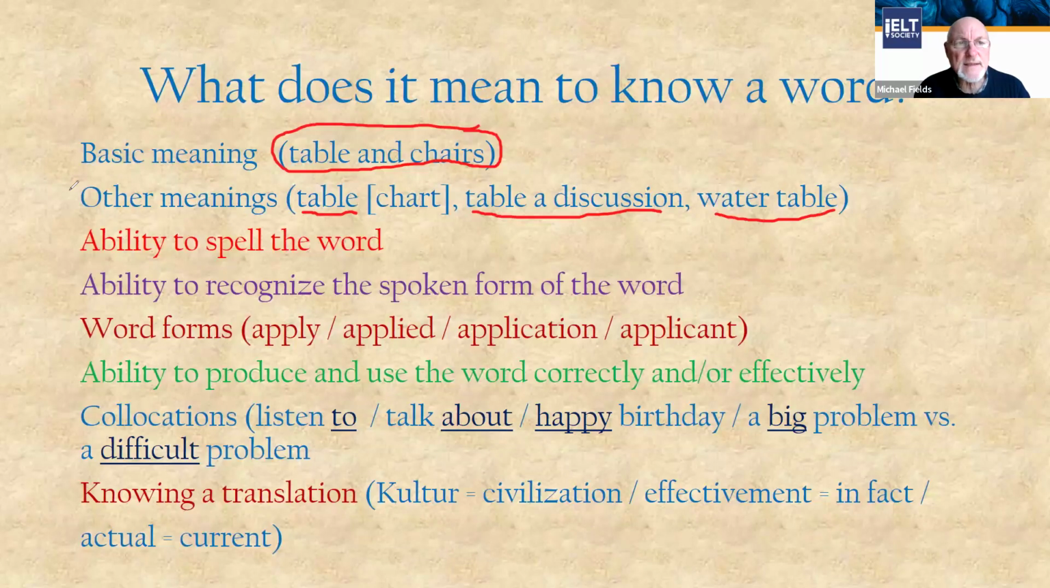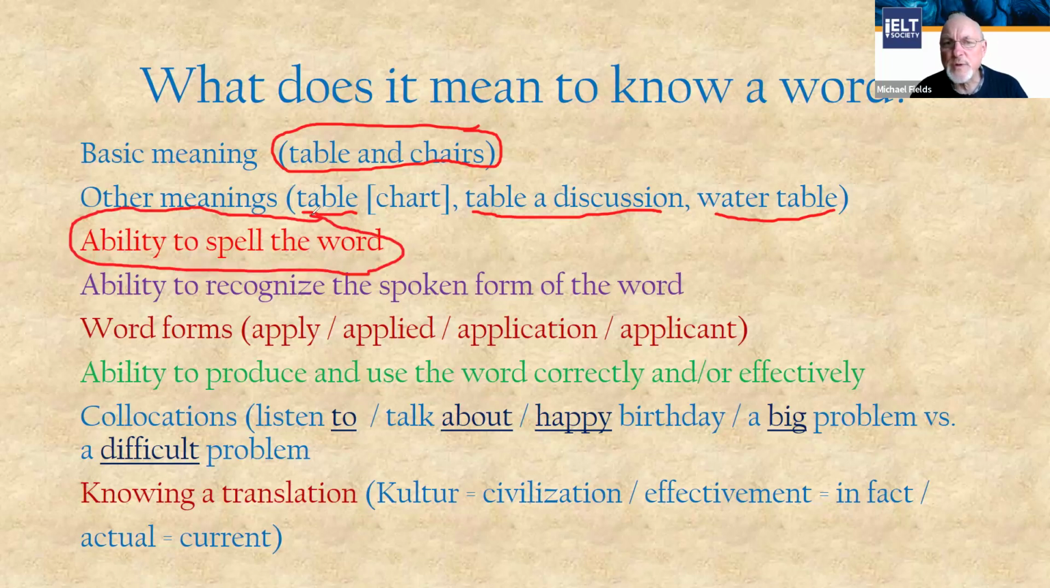Do we want to test the ability to spell the word? Is that important when we test vocabulary? And do we want an exact spelling, or do we accept a recognizable spelling? Where do we draw the limits on spelling? Do we want the students to recognize the spoken form of the word? Is that something, not only in writing, but do we expect them to recognize the word when they hear it?